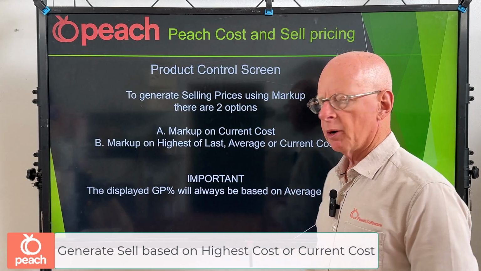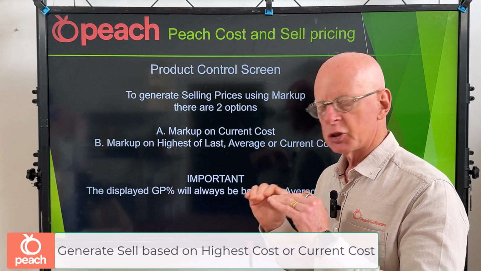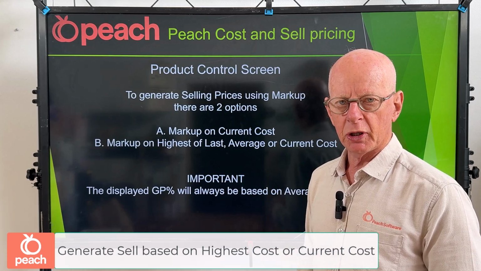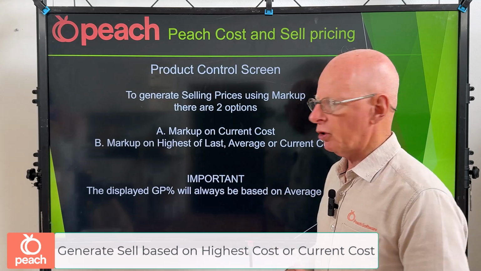The reason that's an option is because your current cost, as I've said, is your most stable cost. It's your standard buy price from your preferred supplier, and there are a lot of controls in the system to make sure that's a stable cost.